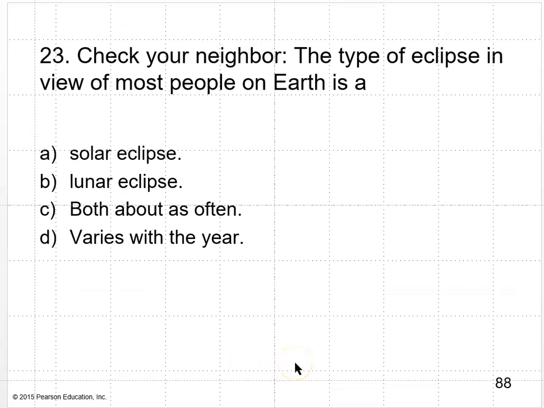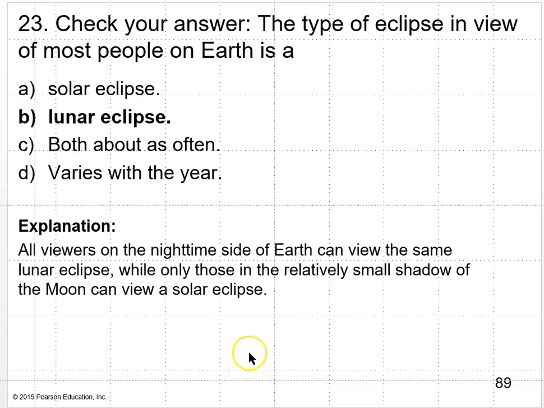The type of eclipse in the view of most people on the Earth would be a lunar eclipse. Anybody on the nighttime side of the Earth can see a lunar eclipse, but only those in the relatively small shadow of the moon can view a solar eclipse. That's because the moon is much smaller than the Earth and therefore casts a much smaller shadow.